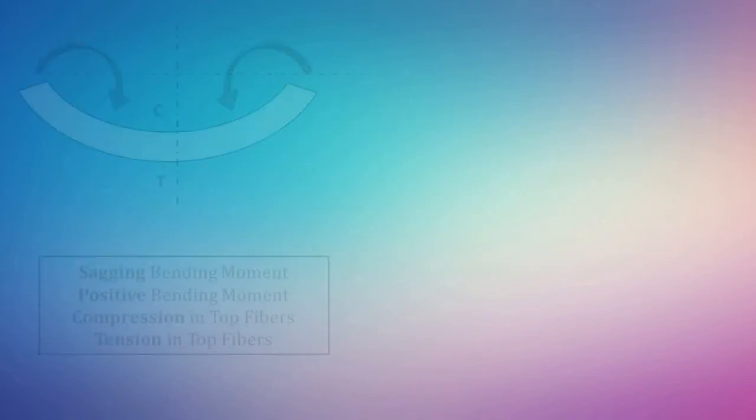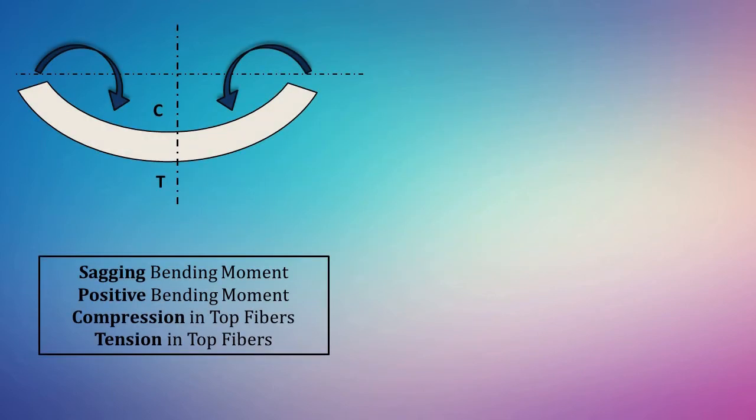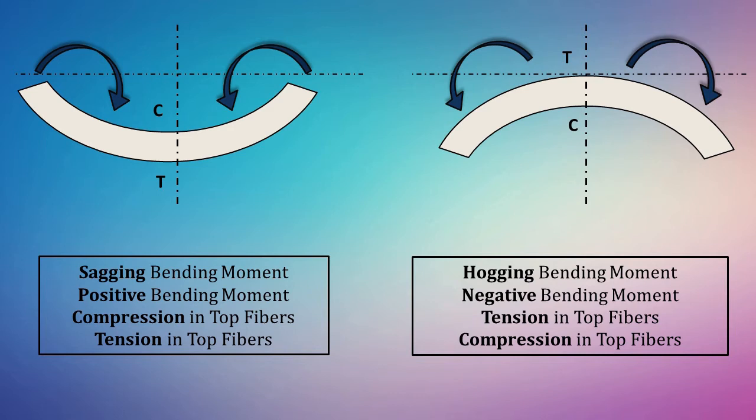We already discussed the sagging bending moment. Sagging bending moment is also called the positive bending moment. In another case, when the beam deflects upwards, beam will have the top part under tension and the bottom part in compression. We should remember hogging bending moment is also called negative bending moment.